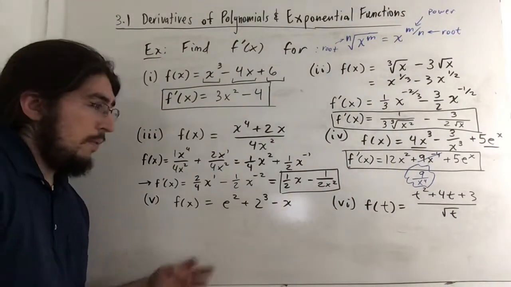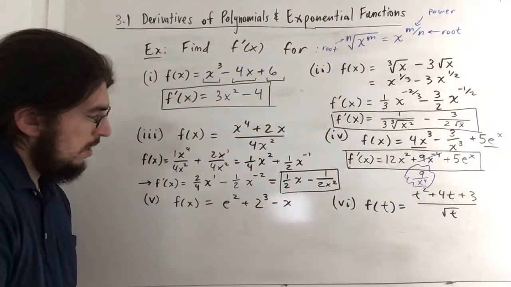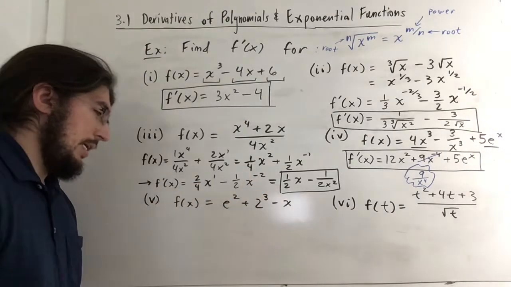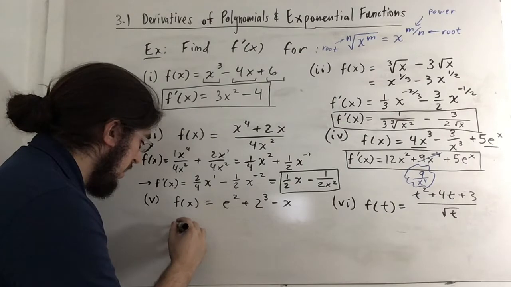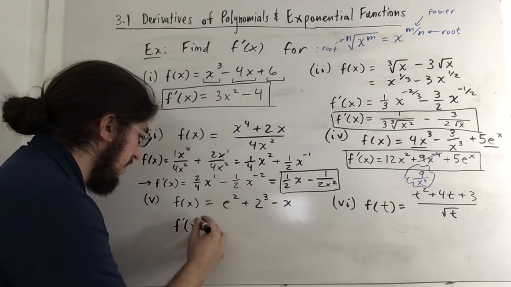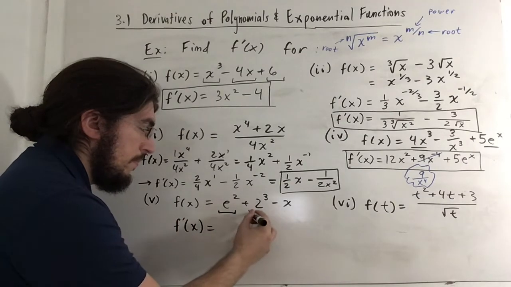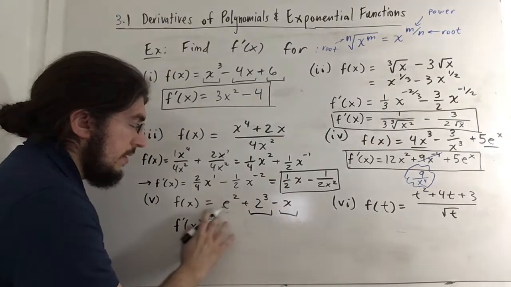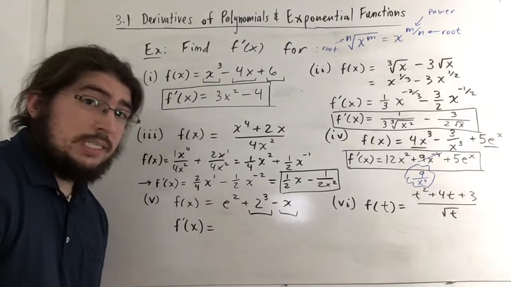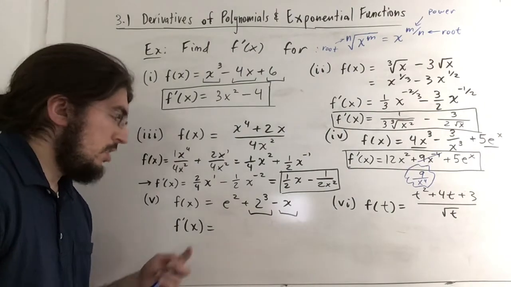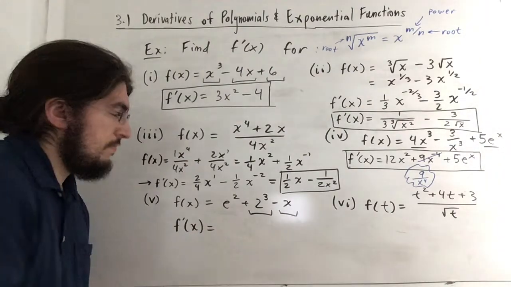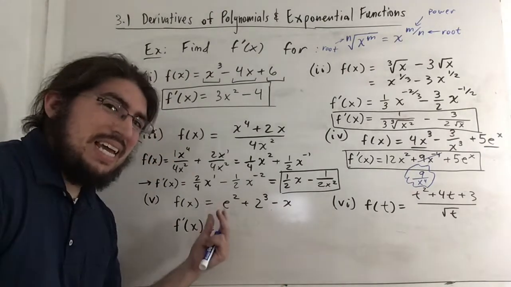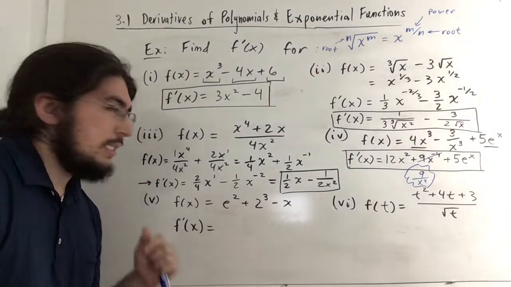On to 5 now. Part 5 says f of x is equal to e squared plus 2 to the 3rd minus x. So what is the derivative of, remember, term by term. So what is the derivative of e squared? Well, derivative of e to the x is itself, right? So the derivative of this would be e squared? No, not quite right. If it's e to the x, then its derivative is e to the x.